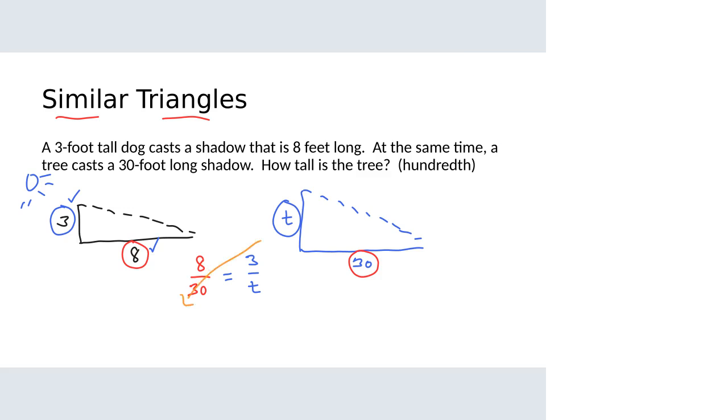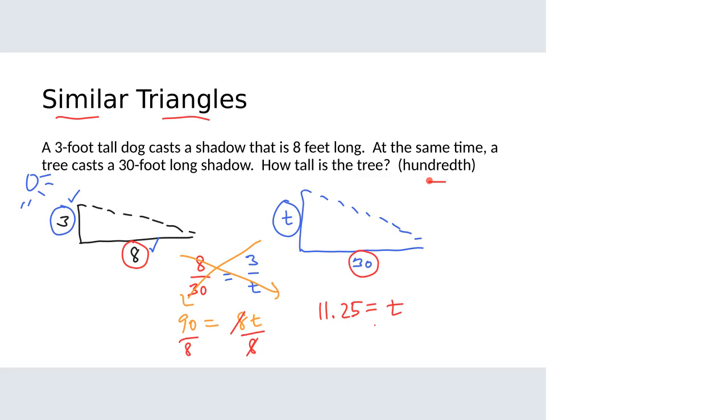I'll cross multiply. 3 times 30 is 90. 8 times t is 8t. And the only thing left for me to do, divide by 8 on the right. Divide by 8 on the left. These will cancel, leaving just the t on the right. And on the left, I have 90 divided by 8, which is 11.25.